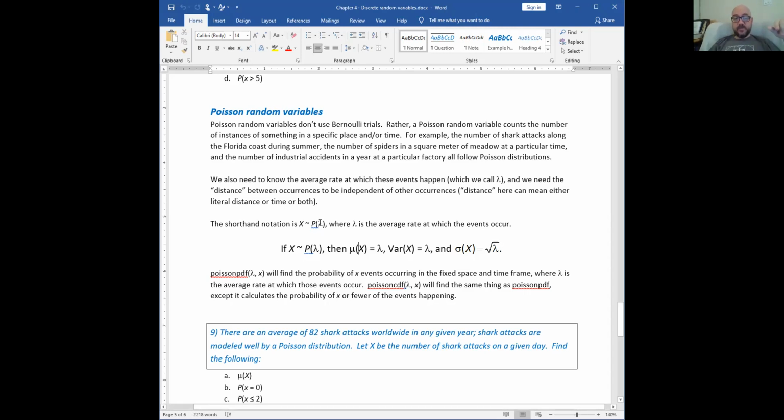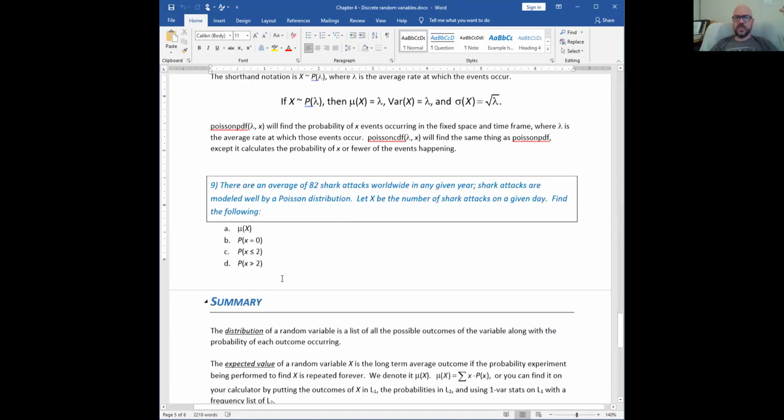So that's the thing that you need. That's the parameter you need, is the mean number of occurrences in whatever fixed time or space that we're talking about. So let's see what that looks like. Poisson PDF and CDF, same deal. The X means the same thing, right? So there's your parameter, and then there's the number you're interested in. Yeah, so let's see what this looks like.